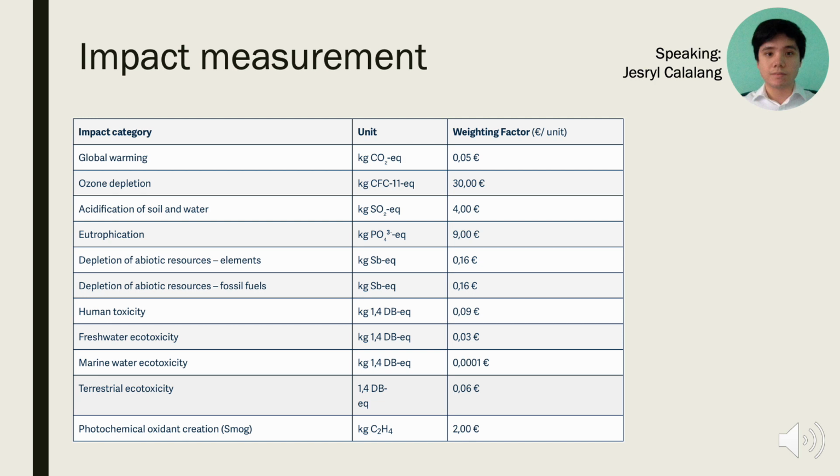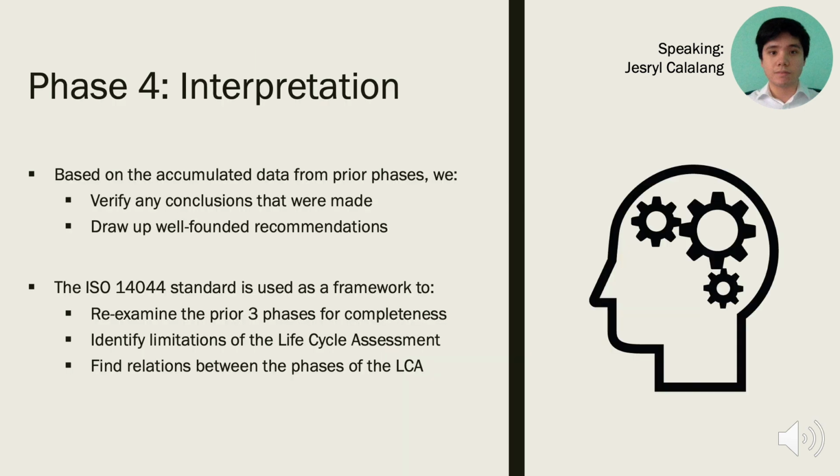Thirdly, we have the step of impact measurement. Here, impact category totals are summed up. If we look at the table and find the impact category of ozone depletion, we see a weighting factor of 30 euros. These weighting factors are determined by their relative impact on the environment. And since there are many human health risks associated with ozone depletion, due to the increased exposure to ultraviolet radiation, it makes sense why its weighting factor is relatively high compared to the others found in the table.